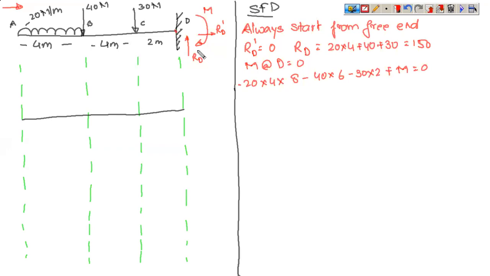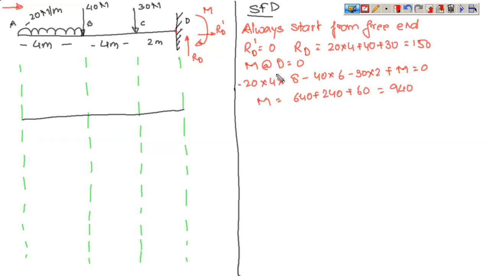This is a moment, so it is irrespective of any distance. So this is straight away added. If you add this, you get M is equal to 80 into 8, which is 640. So you have 640, plus 240 plus 60, so this is 300, and 640 plus 300 is 940. So this is the reaction that you have found out at support. These types of problems we have already done in reactions in beams.